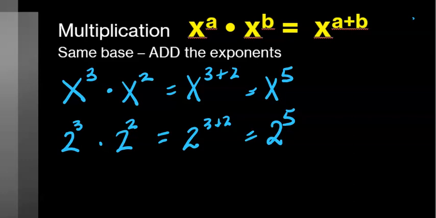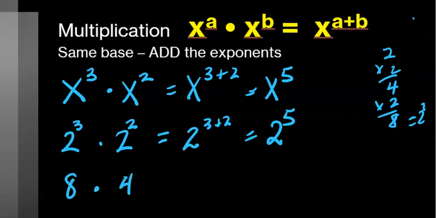So 2 cubed, let's see if we know how to work that out. 2 times 2 is 4, that's 2 squared, times another 2 is 8, so that is 2 cubed. So 2 cubed is 8, times 2 squared is 4. Okay, and so 8 times 4 is going to give me 32. So I need my answer, 2 to the 5th power, to be 32.